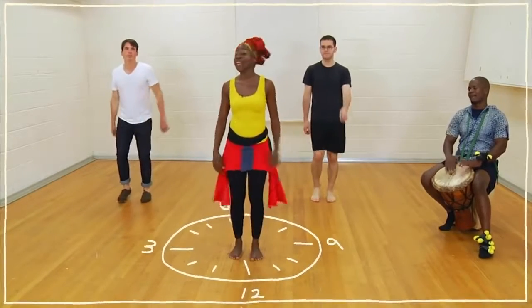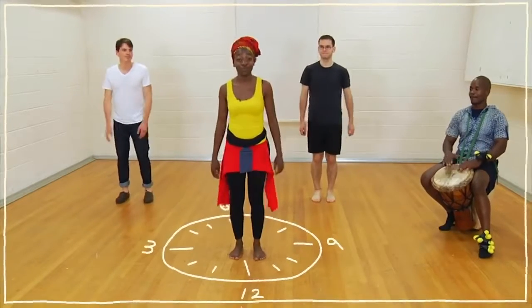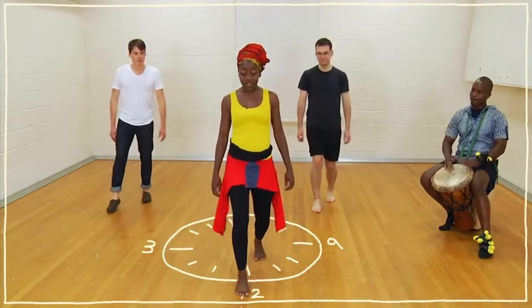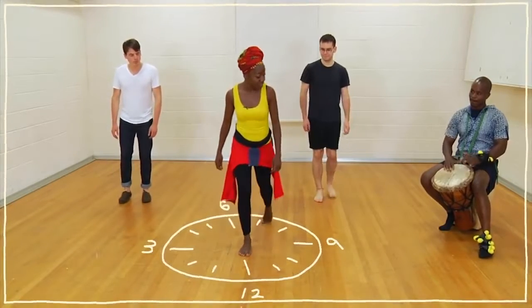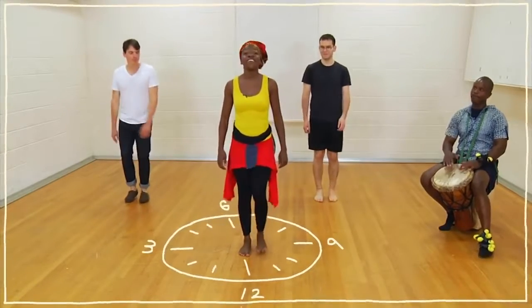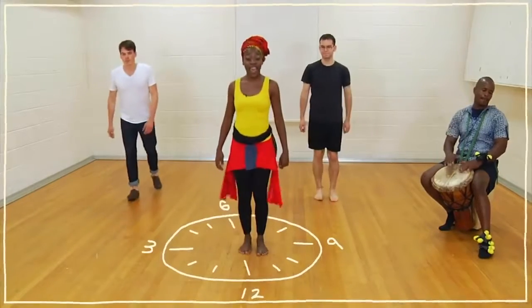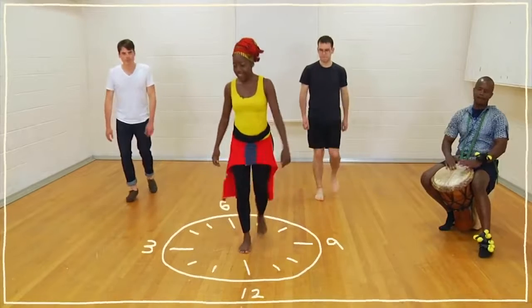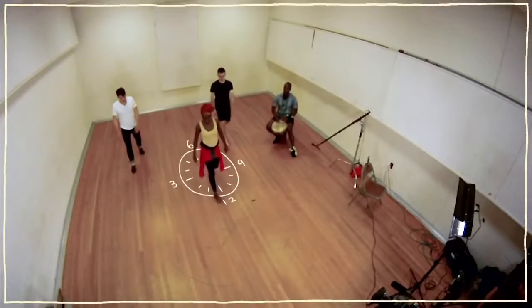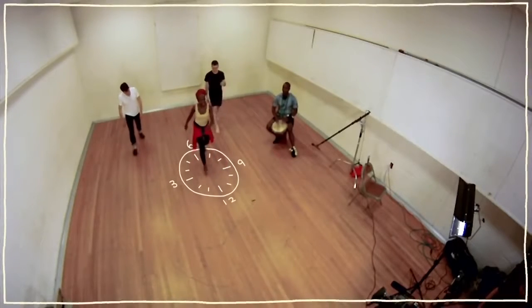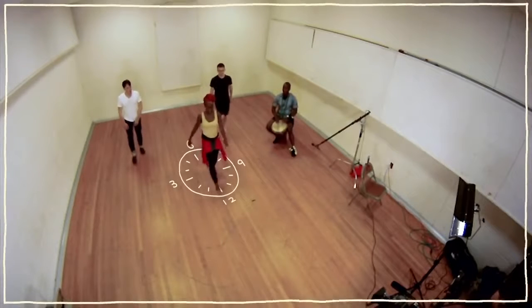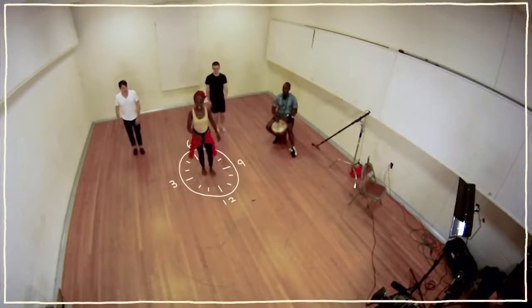Okay, now we're going to get more complex. Here we go. We're going to go right to 12. We're going to go left to 6, right? 5, 6, 7. And right to 12. And left to 6. And right to 12. Step and left to 6. Step and right to 12. Step and left to 6.